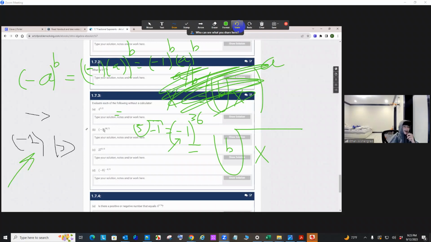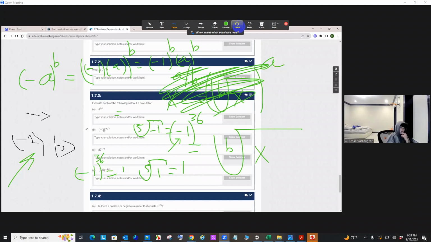The thing is, there are two ways to look at this. You could take negative 1 and raise it to the 36th power. What is negative 1 to the 36th power? It's positive 1, right? Now, take the fifth root of positive 1. The fifth root of positive 1 is 1.